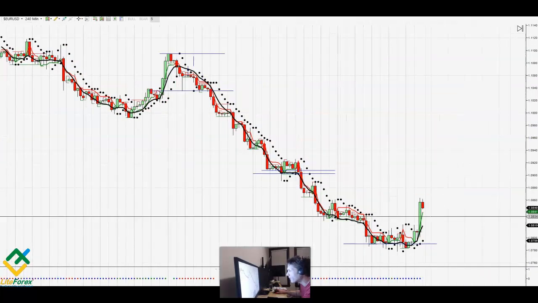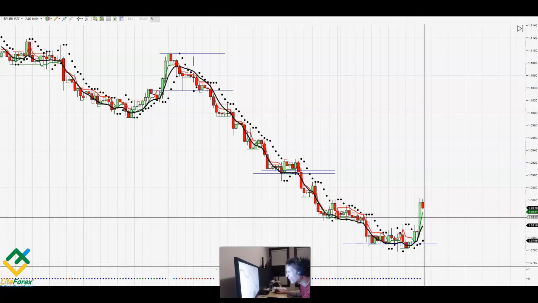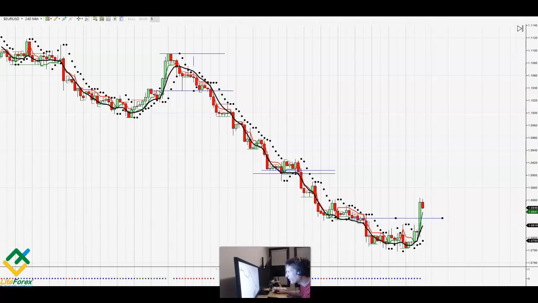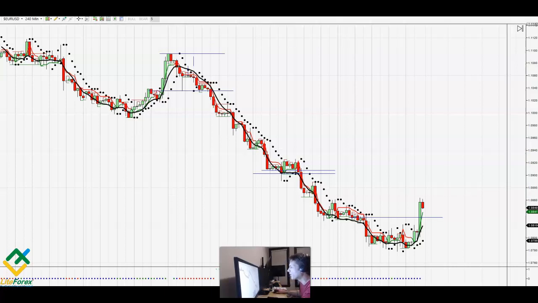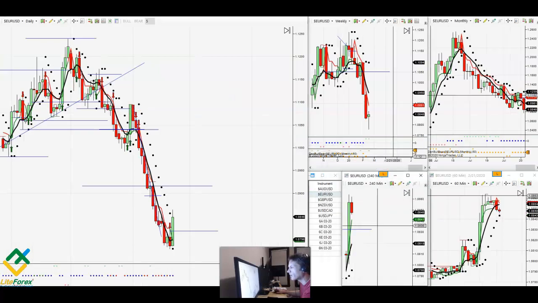Just looking at the 240, this breakout, I think this could come back more. So look for that to pull back. 108.32 would be an important price. If it busts through that, I think it's going to come down lower, but to me it looks like there's more upside.